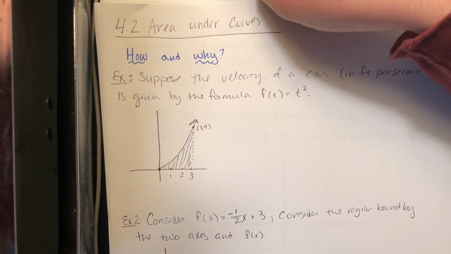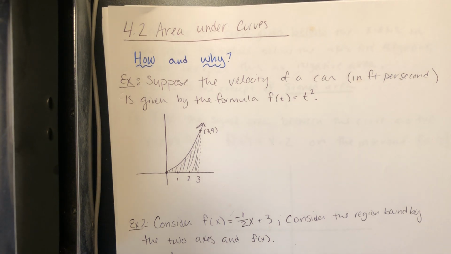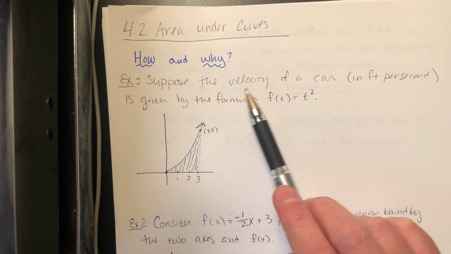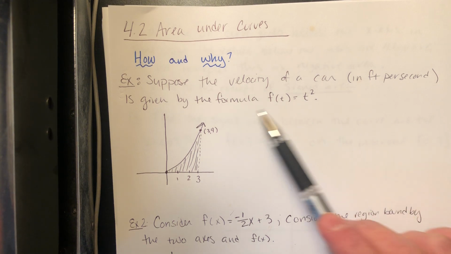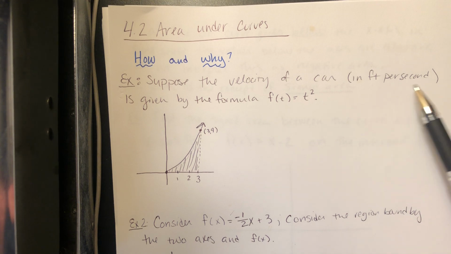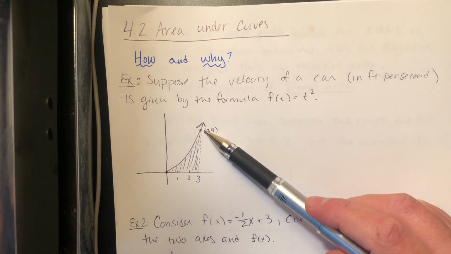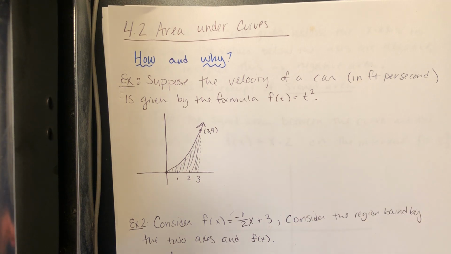So the first thing that I want to talk about is, well, why? Why do we care about this? Why would we want to find the area between a curve and the x-axis? To give you one small example of where this might be useful, look at the velocity of a car, given by the formula f of t equals t squared in feet per second. So the velocity of the car at time 3, for instance, would be 3 squared, or 9 feet per second.